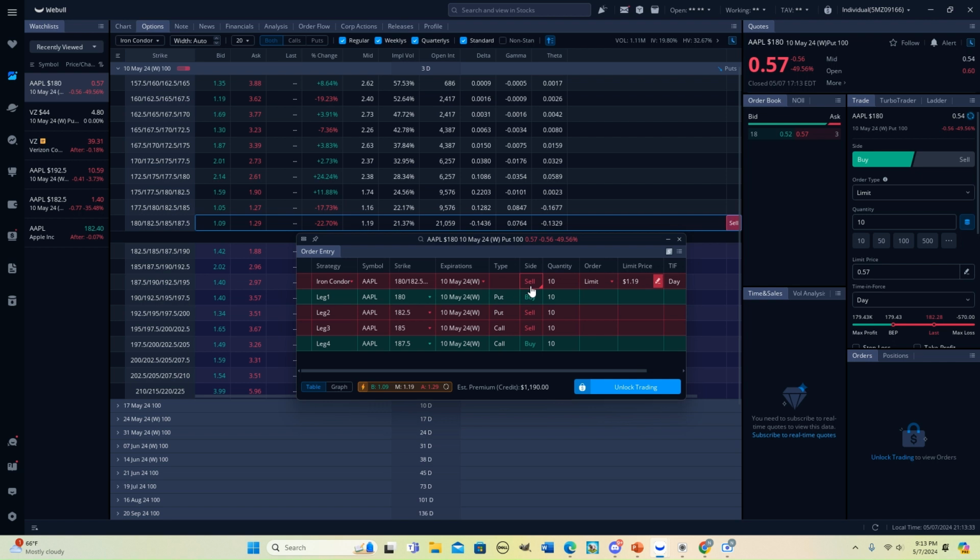If you wanted to change it to a regular long iron condor, you can just click here, go to buy, right? You're buying it. Basically, that means it's a debit, so you're paying the 1,190. That's trying to leverage implied volatility to make money. But on the sell side, you're getting this credit. This is what will be credited to your account. This is the most you can make, the absolute most, right?